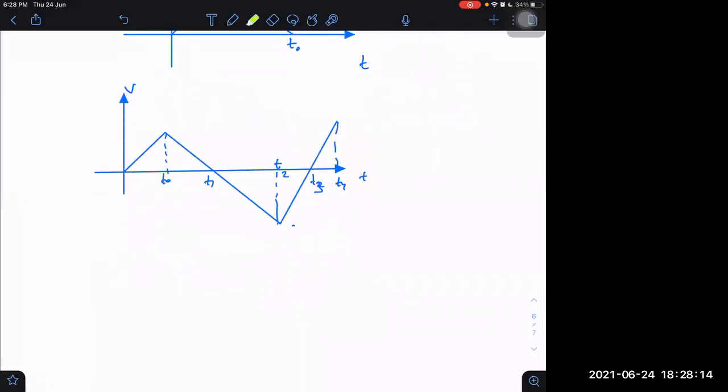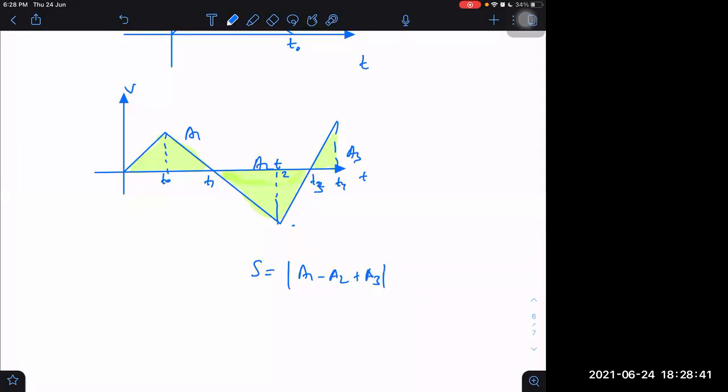Now to find out distance, what do I need to do? Area under the curve. Only difference is what I have to take for displacement. Let me tell you. This is A1, this is A2, and this is A3. For displacement, the answer will be A1 minus A2 plus A3. Again, I am always taking A1, A2, and A3 magnitude-wise.